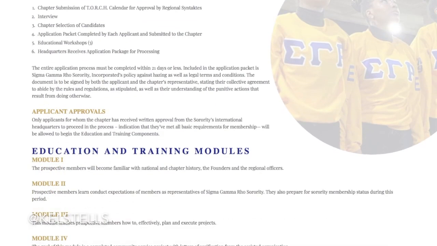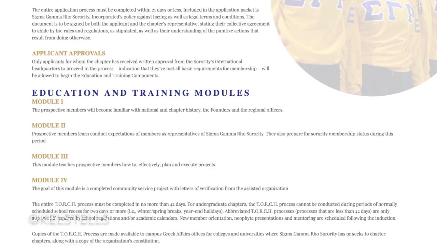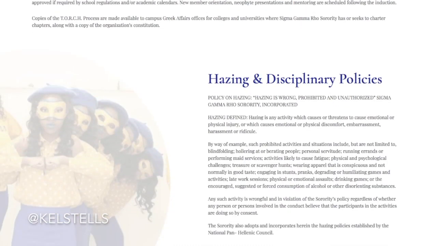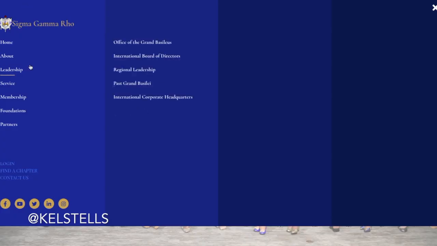That's where you can find the information about the application process as well as our education and training. It's all laid out for you. There's the hazing and disciplinary policy that I want you guys to take a look at too. It's all available for you guys to see. And then also the last thing that I want you guys to take a look at is affiliates.